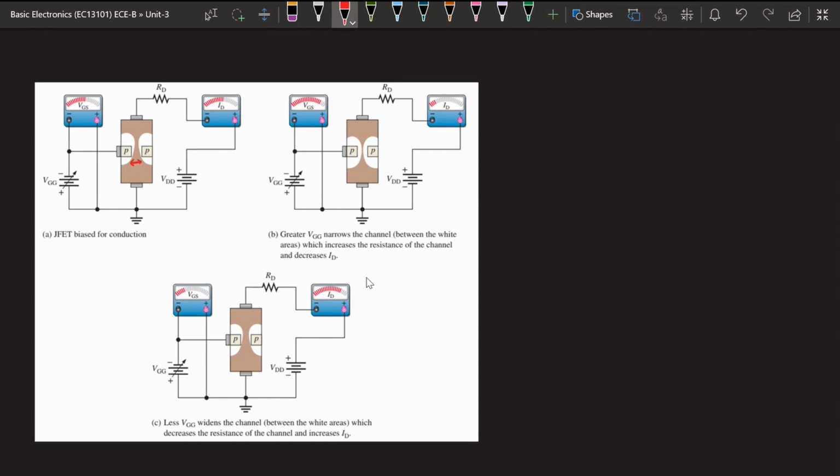Okay, in comparison to the previous one, we can see here that the channel is being narrowed. So between the wide areas, what is the space available in the wide area? This increases the resistance of the channel and decreases the ID. Here the resistance of this channel is increased, and the current will be reduced.